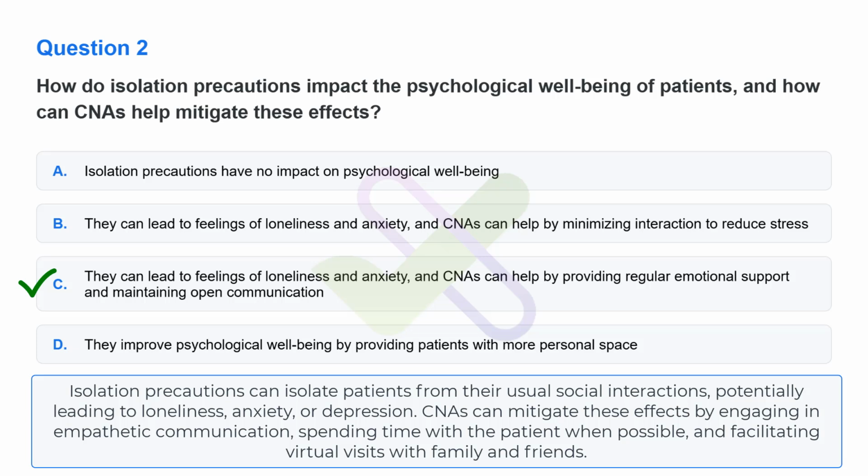open communication. Isolation precautions can isolate patients from their usual social interactions, potentially leading to loneliness, anxiety, or depression. CNAs can mitigate these effects by engaging in empathetic communication, spending time with the patient when possible, and facilitating virtual visits with family and friends.